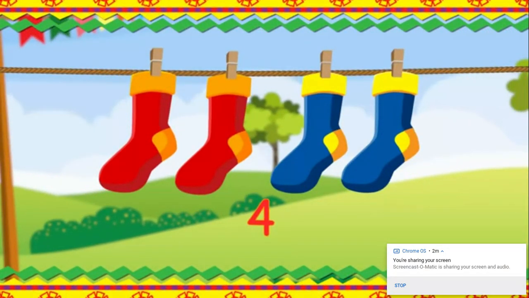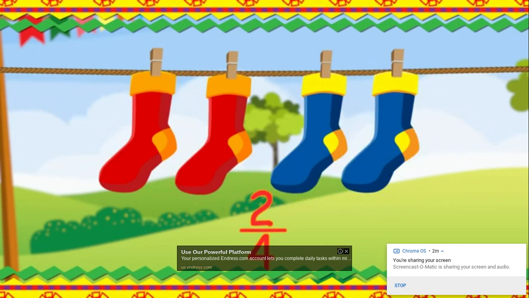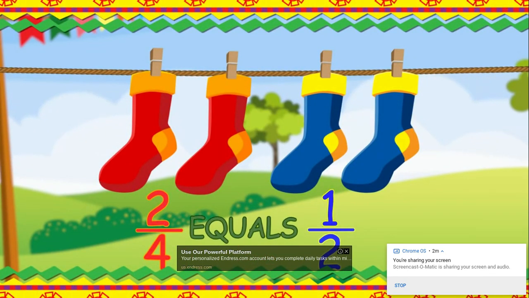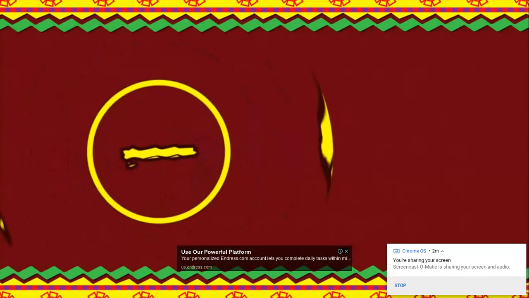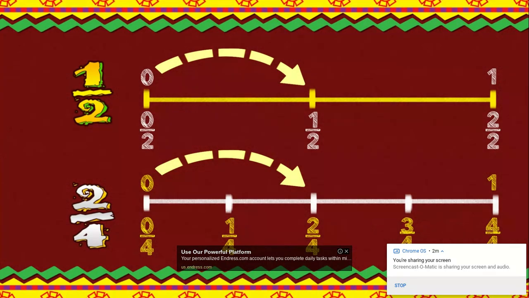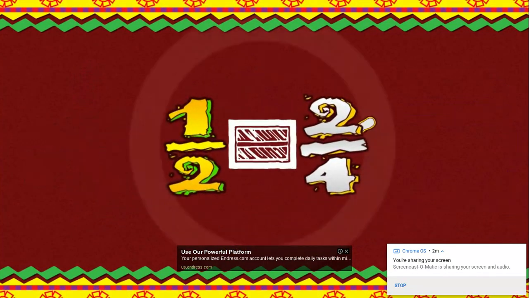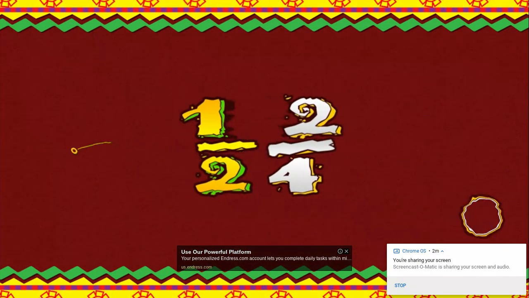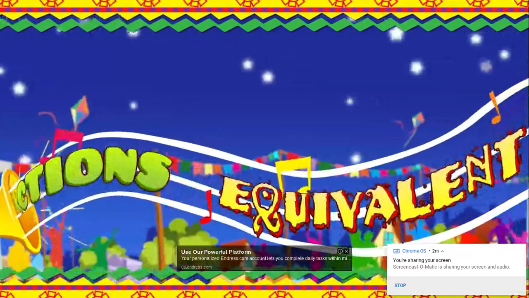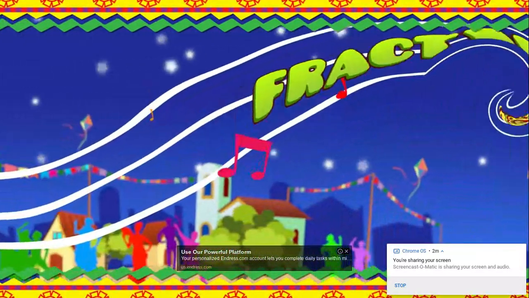Socks to wear, then we would say that each would each pair. And one of the two pairs we can declare equals 2/4 of all the socks there. Drawing one half each fourth on a number line shows they can be described with an equal sign. An equal value is what they're worth. So we say one half is equivalent to 2/4. Equivalent fractions.